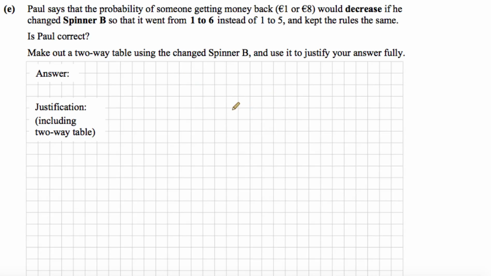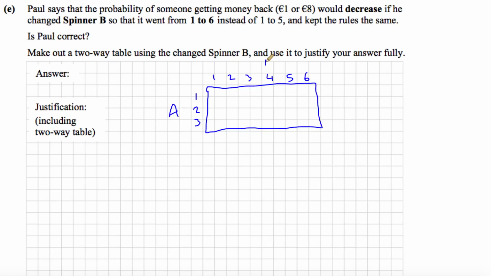Okay, so we're going to have to do out a new table. So if you remember, we're going to have the numbers 1, 2, 3, 4, 5 and 6 this time. Instead of 1 to 5, it's 1 to 6. And then right here we're going to have our 1, 2 and 3, spinner A. So there's A, there's B. So this is our table. We're going to fill in the values again now. So 1 and 1 is 2, 3, 4, 5, 6, 7, 3, 4, 5, 6, 7, 8, and 4, 5, 6, 7, 8, 9.